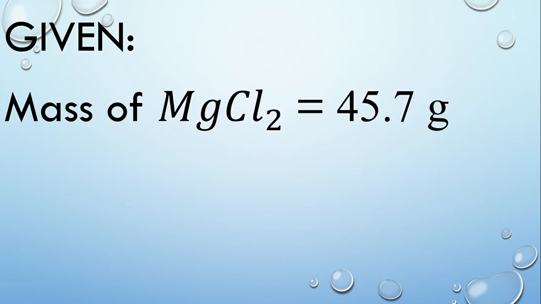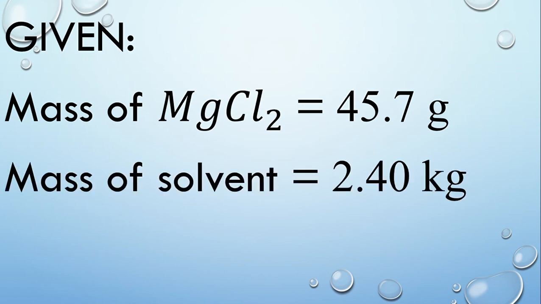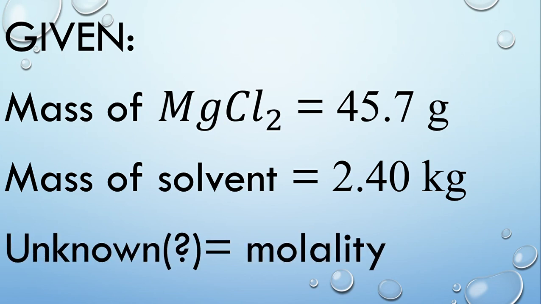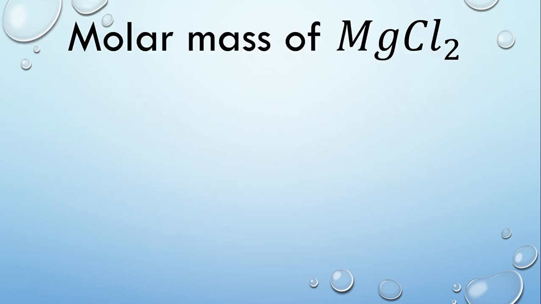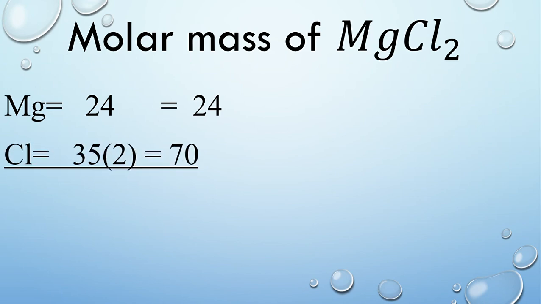Okay? So now, let's proceed. Okay, so yung given muna natin. Anong mga given? The mass of magnesium chloride, which is 45.7 grams. The mass of solvent is 2.40 kilogram. And the unknown is the molality. Okay, now kunin muna natin ang molar mass ni magnesium chloride, which is, ang magnesium natin is 24. Ang chlorine natin is 35. Multiply into 2. The answer is 70. And add them all, we will get 94 grams.